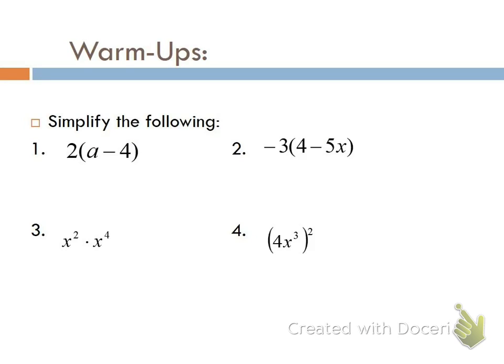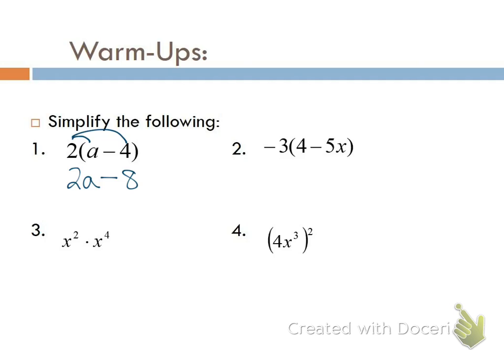Our warm-ups ask us to simplify these. So on 1 and 2, what does that mean I need to do? Distribute. On number 1, I'm distributing 2. 2 times a would be written how? 2a. I would treat this 4 as a minus or negative 4. So 2 times negative 4 is a negative 8. So I'd put minus 8. Can I combine those terms? No, because they're not like terms. One of them has a variable, the other one does not.